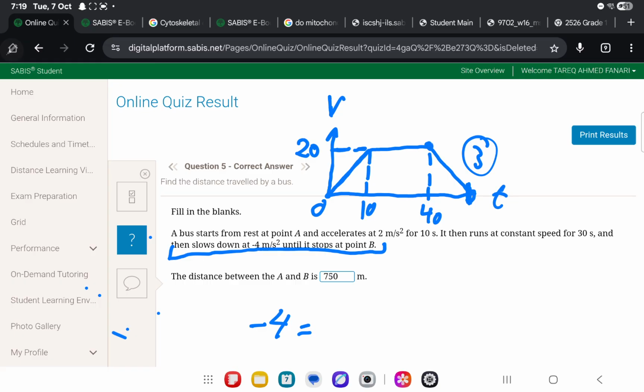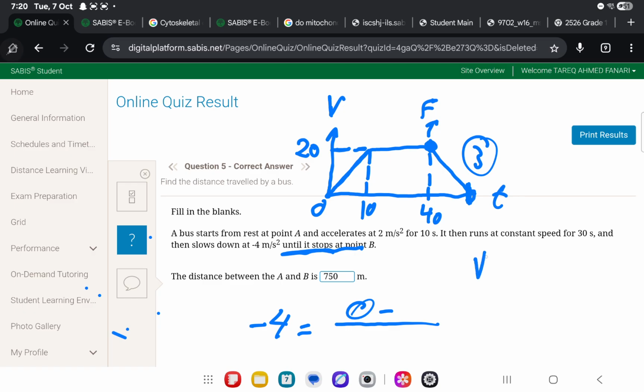I have my initial velocity here. This is the point of initial velocity, which is 20, right? And my final velocity is 0. Why? Because it stops at point B. So this is its final velocity, 0. And it was initially traveling at this point. This is where I start my phase 3. I'm going to call it point F. At F, I start my phase 3, right? So initially, what was I moving at at point F? 20 meters per second, right?